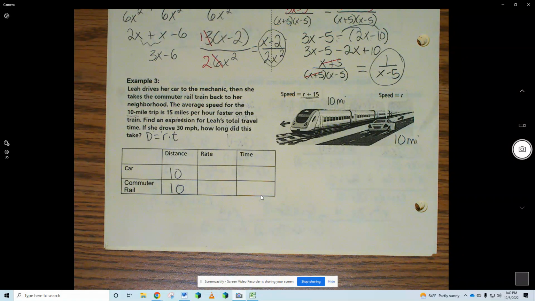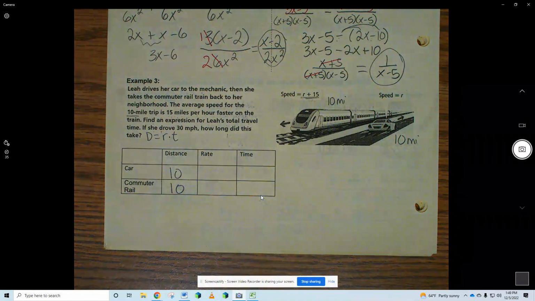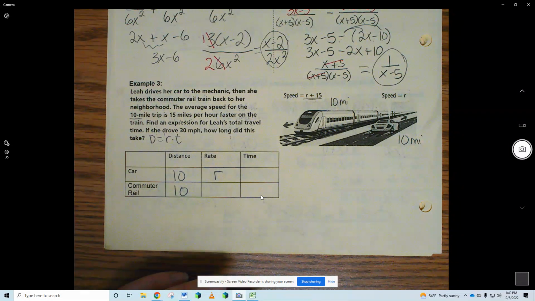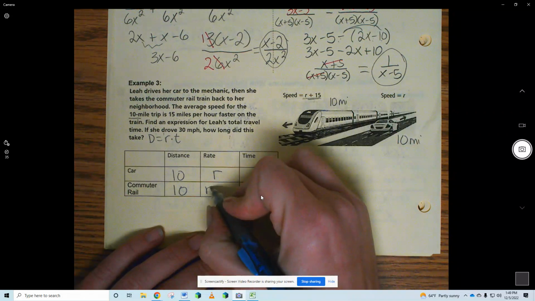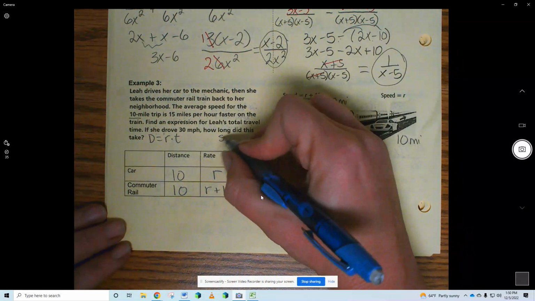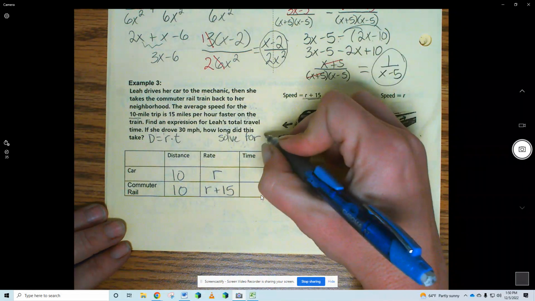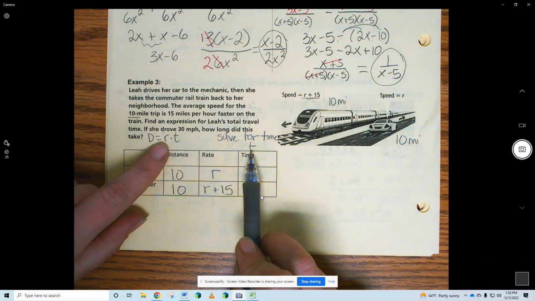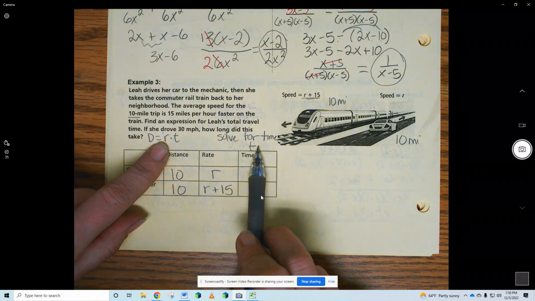Okay, the rate. It says here in her little car that the speed, which is rate, we don't know. Unknown. That's our variable. And the train goes 15 miles an hour faster than a car, which makes sense. Trains go faster. So my car tells me my speed is just R. So put R there because we don't have an actual miles per hour. And the commuter rail speed is R plus 15. Now, we're solving for time. We don't know. Which means T. I'm going to translate distance equals rate times time, and I'm going to isolate T. I'm going to solve for T.